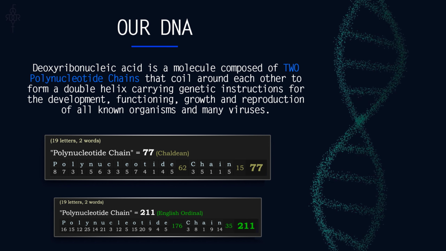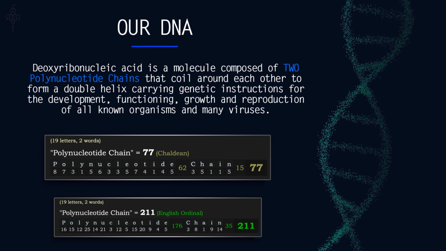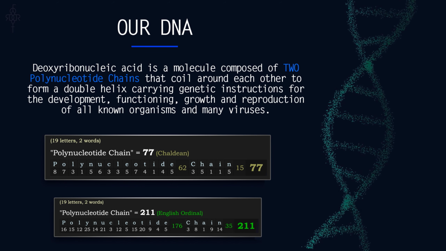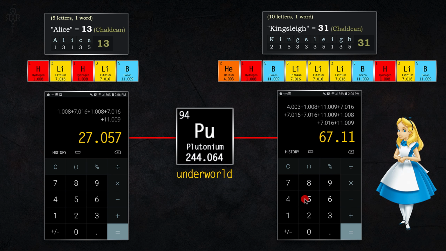And then in the English, it's the 211. 211 is the 47th prime number. That's tetragrammaton. The box that we're stuck in. Wonderland. Let's get into Alice Kingsleigh. The name that she was coined in the book by Lewis Carroll. I want you to notice it's a mirror of one another. Alice is 13, Kingsleigh's 31.